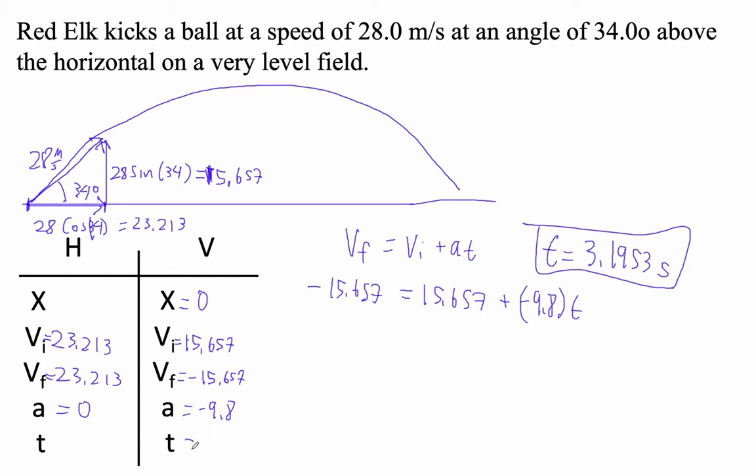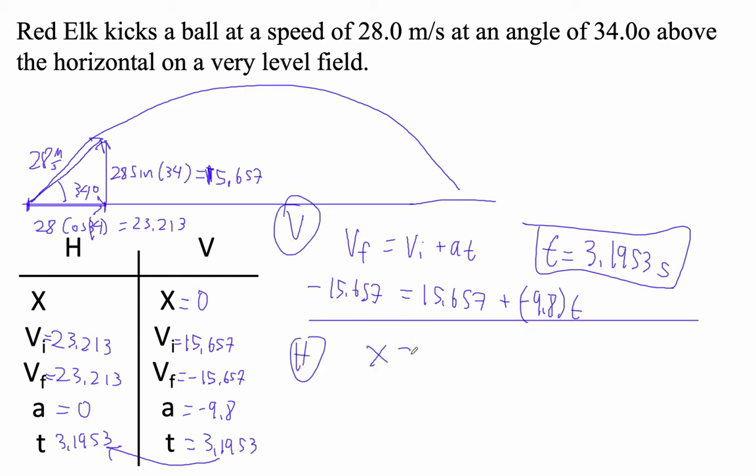So this time is 3.1953. And then to figure out how far it goes, that was a vertical calculation. In the horizontal direction, all we're going to do is x is vt. So that equals 23.213 times 3.1953. I'm getting, I would say, 74.2 meters.